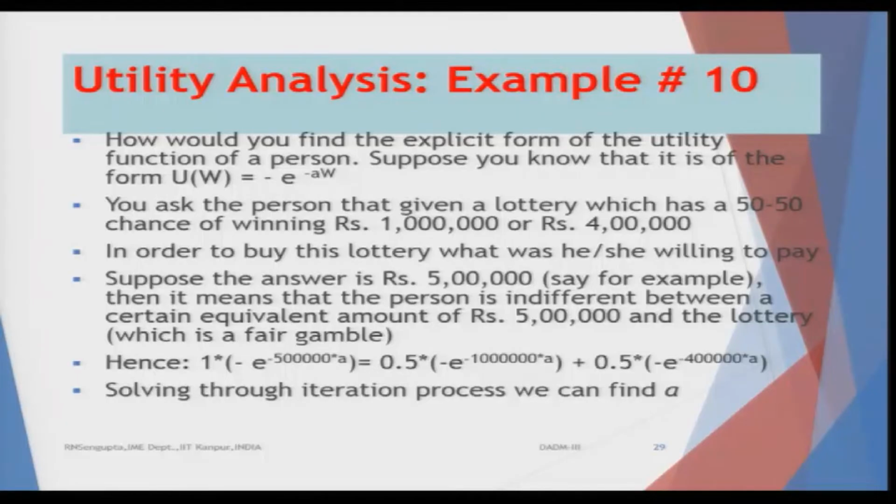In order to buy this lottery, what he or she will be willing to pay is the main question. Suppose the answer is, say for example, 5 lakhs. Then it means the person is indifferent between a certainty amount of 5 lakhs and the lottery, which is a fair gamble. So, in that case the person is indifferent, and based on that you can decide what the person is actually thinking about the certainty value.